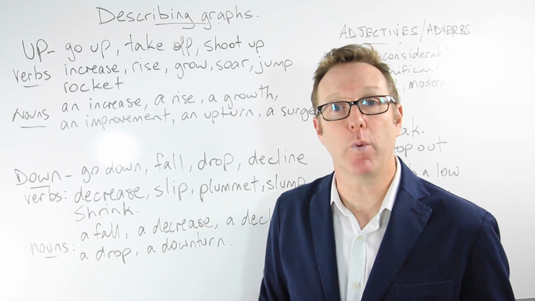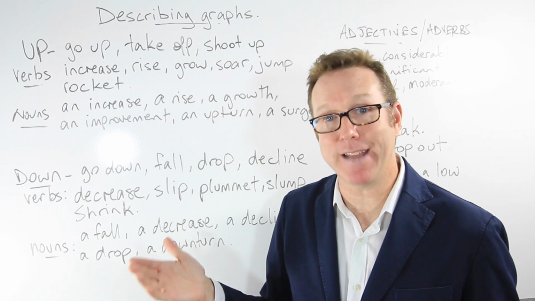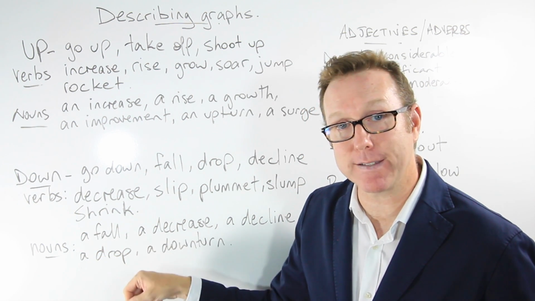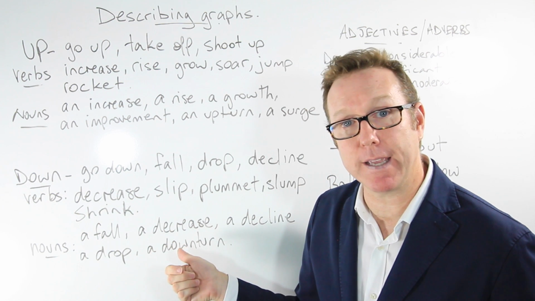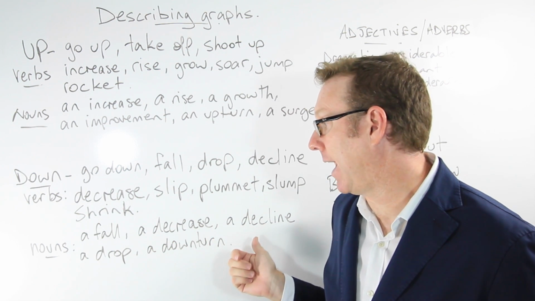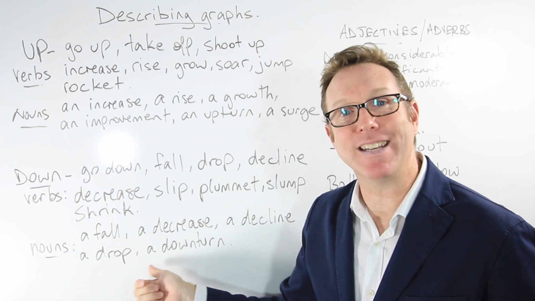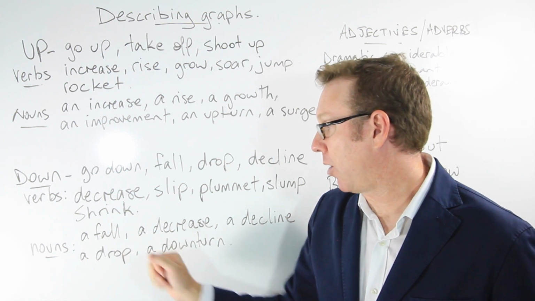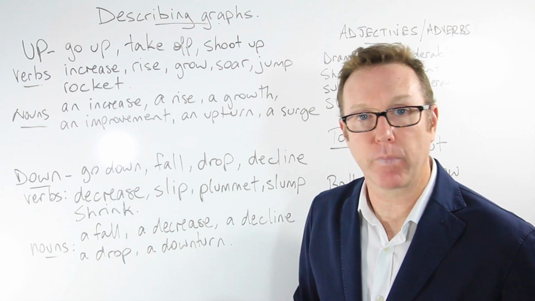The nouns that we would use to talk about the down trend on a graph would be a fall in sales, a decrease in sales, a decline, a drop, a downturn in sales. Okay, a drop and a downturn.